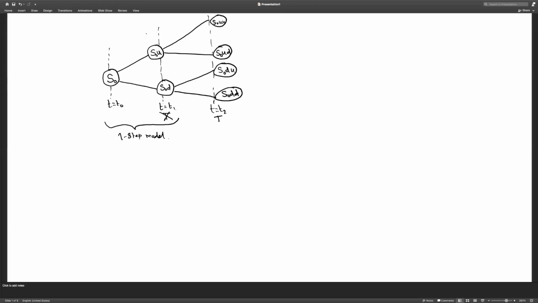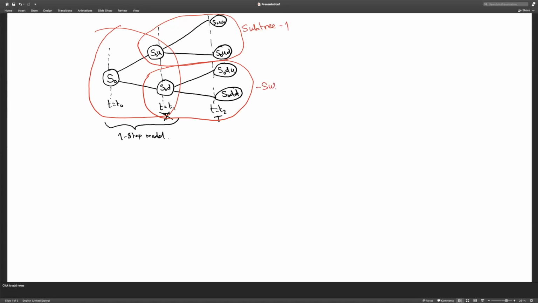Now you can see that this is one single-step subtree, and similarly this is another single-step subtree, and you have this as one more single-step subtree. Therefore, in a two-step method, you have subtree 1, subtree 2, and this is your subtree 3. There are three subtrees, and so this together is actually a two-step method.